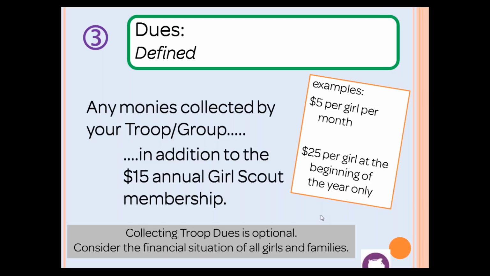The third way that troops can earn funds for themselves is through dues. Some troops may decide to set up monthly dues or annual dues through their troop, whereas all the parents pitch in a little bit to the troop group for annual memberships, or maybe per girl per month to handle supplies.